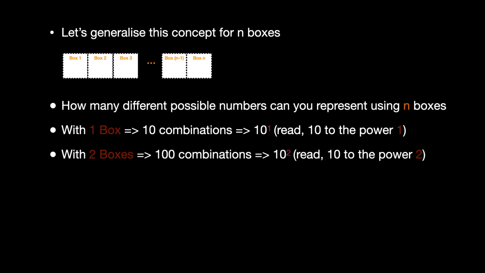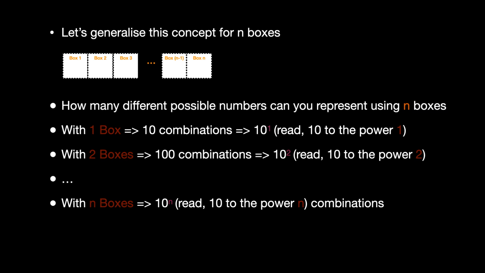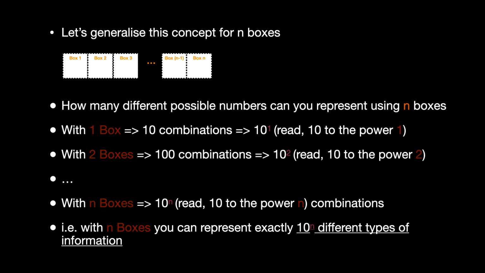With two boxes we had 100 combinations, that is 10 to the power 2. 10 to the power 2 essentially means 10 multiplied twice, that is 10 into 10. So a to the power b means a multiplied b times. So with n boxes we can have 10 to the power n combinations, that is 10 multiplied n times. So to summarize, we can represent exactly 10 to the power n different types of information using n boxes.